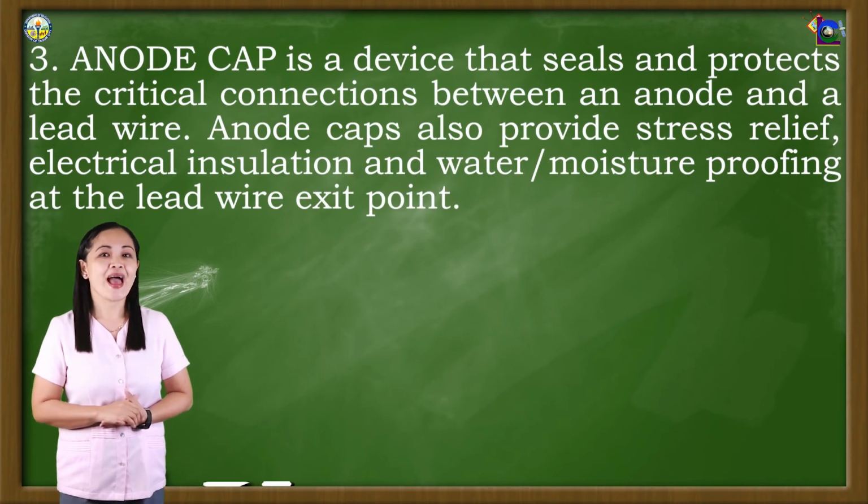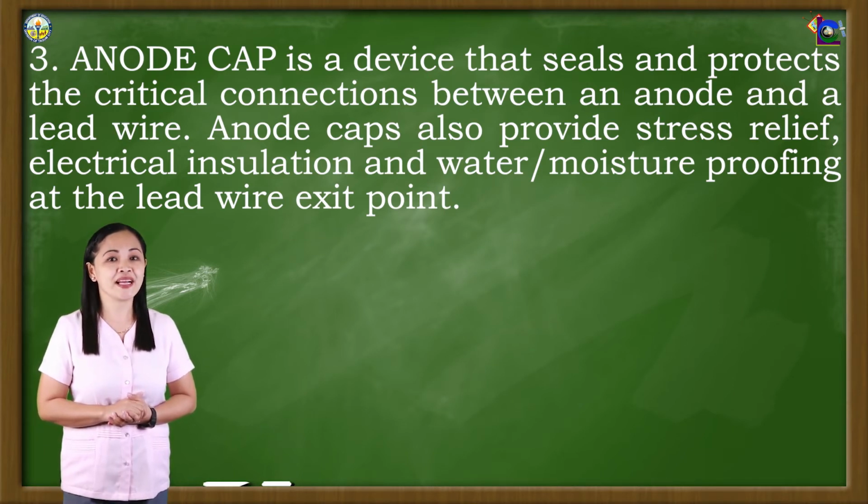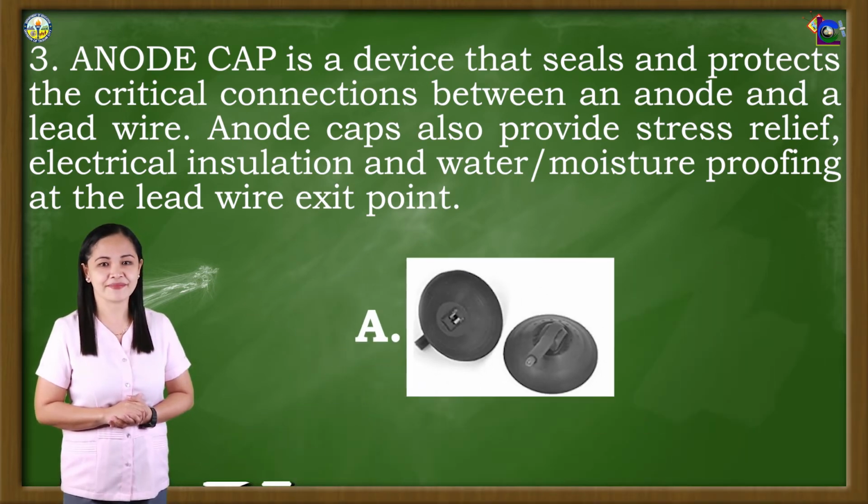Number 3. Anode cap is a device that seals and protects the critical connections between an anode and a lead wire. Anode caps also provide stress relief, electrical insulation, and water or moisture proofing at the lead wire exit point. The correct answer is letter A.